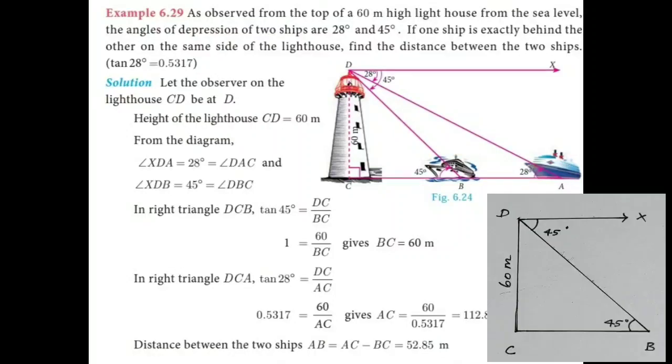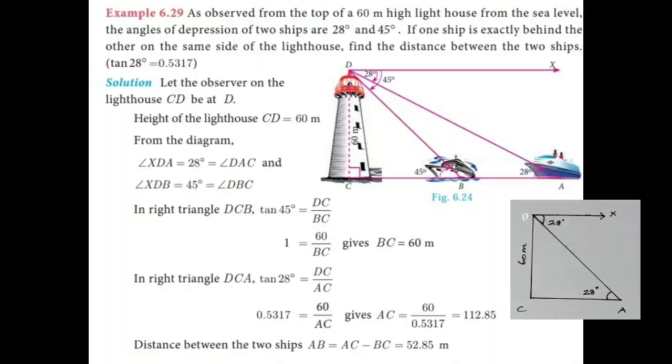In right angled triangle DCB, tan 45 degree is equal to DC divided by BC. Then 1 is equal to 60 divided by BC, since tan 45 degree is equal to 1 and DC is equal to 60. Then BC shift to left hand side, we get BC into 1 is equal to 60, then BC is equal to 60 meter.